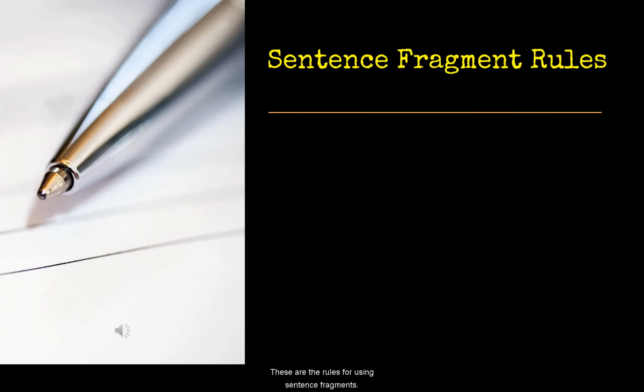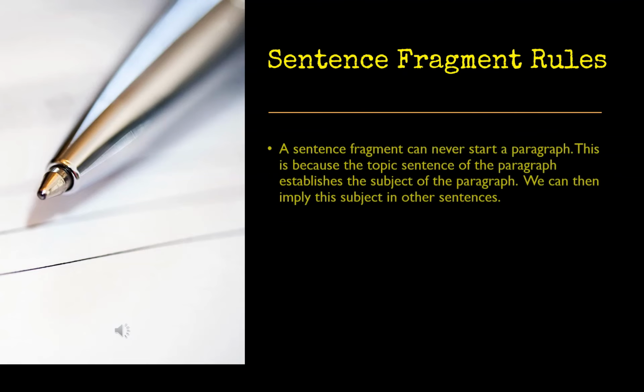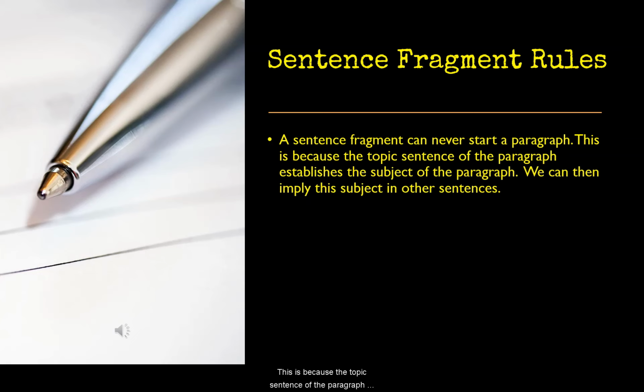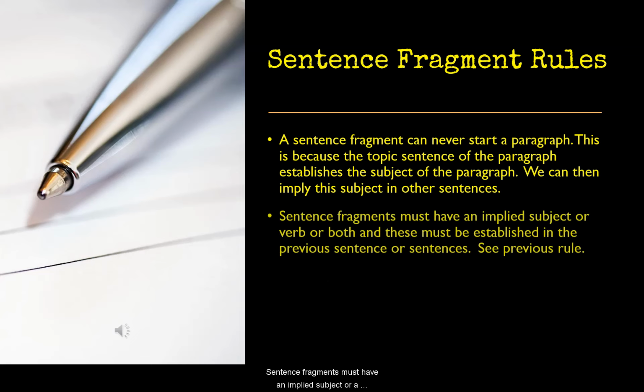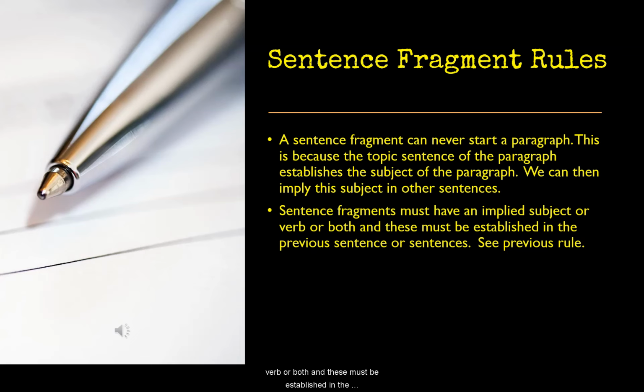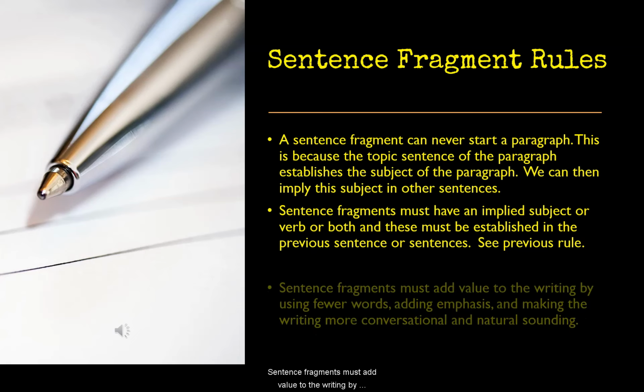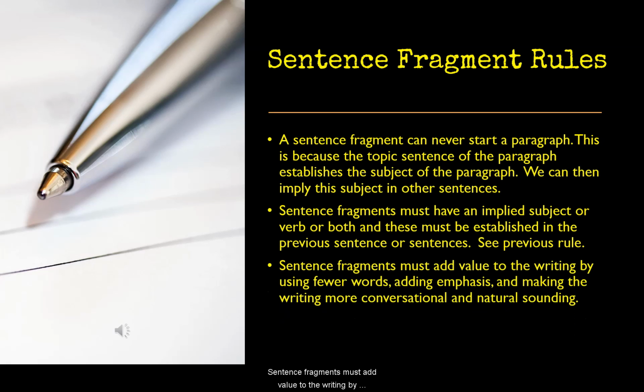These are the rules for using sentence fragments. A sentence fragment can never start a paragraph. This is because the topic sentence of the paragraph establishes the subject of the paragraph. We can then imply this subject in other sentences. Sentence fragments must have an implied subject or verb or both, and these must be established in the previous sentence or sentences. See previous rule. Sentence fragments must add value to the writing by using fewer words, adding emphasis, and making the writing more conversational and natural sounding.